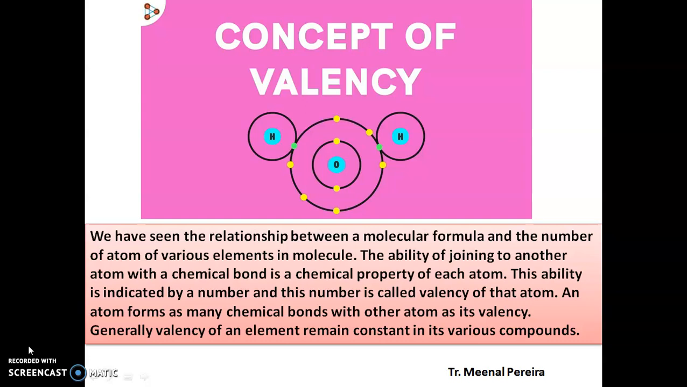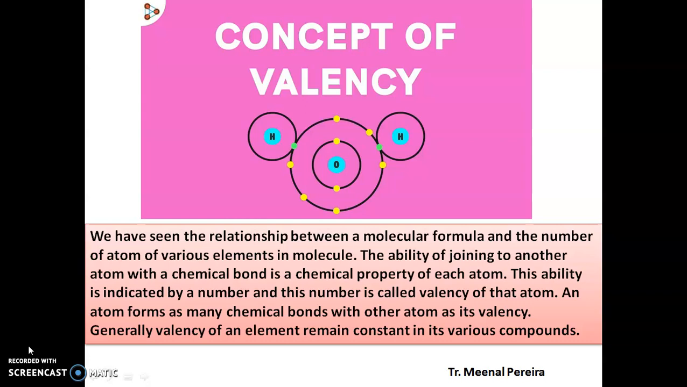In this video, we will study the concept of valency. So let's first study what is the meaning of valency. We have seen the relationship between a molecular formula and the number of atoms of various elements in a molecule. Based on that, we can define valency. The ability of joining to another atom with a chemical bond is a chemical property of each atom.